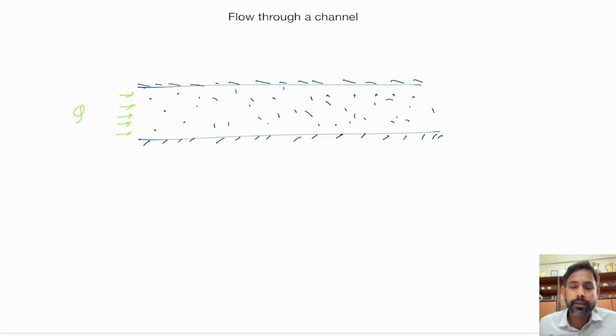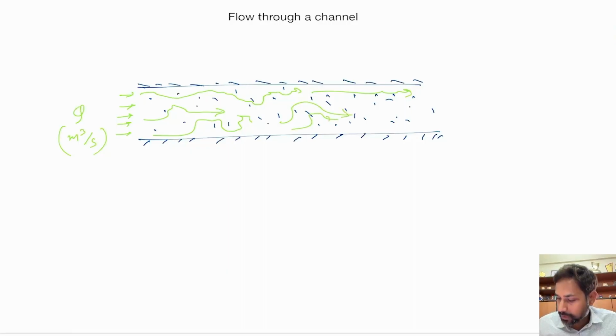Now if you inject some fluid here, let's say that goes with a rate of Q, that is in meter cube per second. It will go through the pore space, so it will obviously follow many different paths, and at the outside again it will just come out as Q meter cube per second. Okay, so the volume of fluid that was injected at the left must be coming out from the right, once the flow is fully developed, or the flow is in steady state condition. But now, on what factors will the rate Q depend?